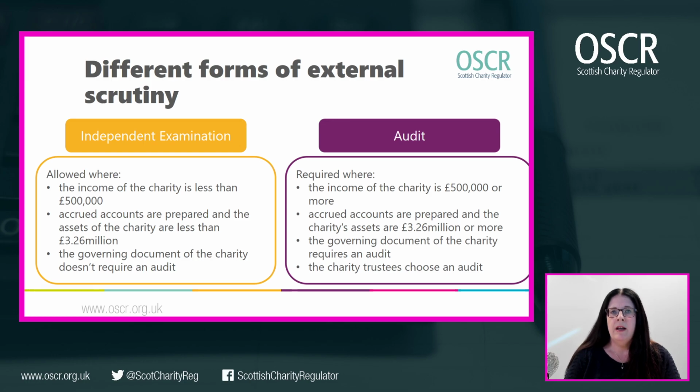Similarly, if you've prepared accrued accounts and your charity's assets are £3.26 million or more, then you must have an audit. That threshold of 3.26 million applies to just the assets of the charity. You don't take away the liabilities to work out whether your charity has met that threshold or not. It's purely about the assets.